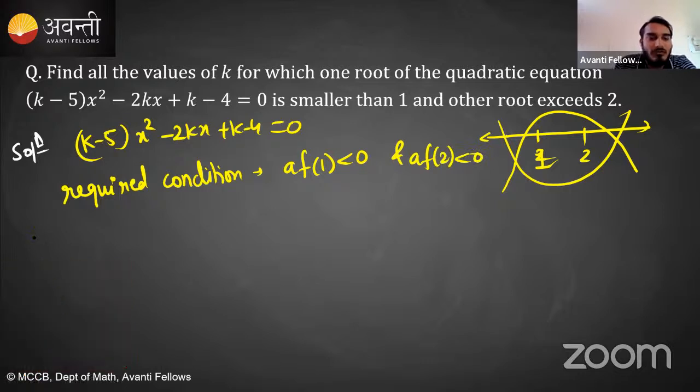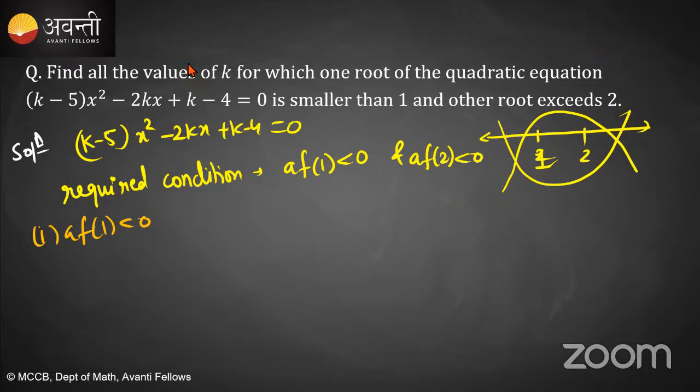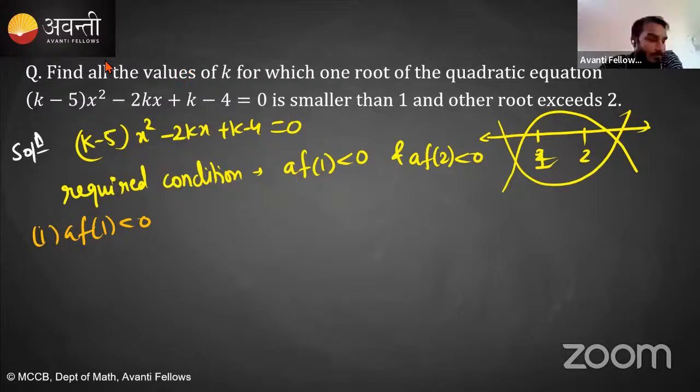Clear? So first a into f of 1 less than 0 कर दो. A into f of 1. Now tell me, what is your a? Everyone tell me quickly in the chat box, what is your a? Yes, a is the leading coefficient. In this case your a is k minus 5. So k minus 5 into f of 1.